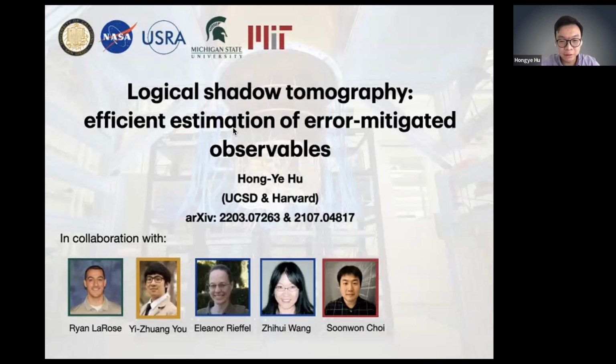So today, the main focus is on logical shadow tomography, which is an efficient error mitigation method we proposed recently. And at the end of my talk, I'll also cover a bit on how to do shadow tomography with near-term quantum devices. The first work is in collaboration with Ryan, Yizhuang, Eleanor, and Zhihui, and the second work is in collaboration with Yizhuang and Songwen Cui.